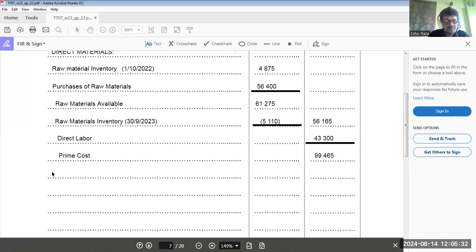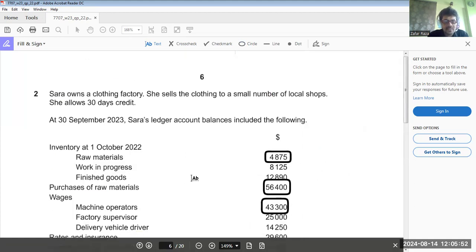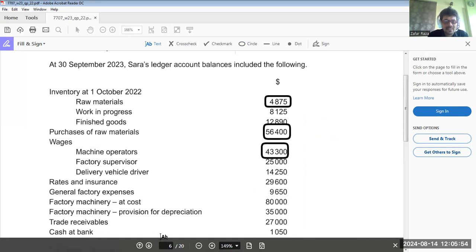Now our heading, production overheads. Okay. Now for production overheads, what we have to do, we have to take all indirect expenses of the factory. What are the indirect expenses of the factory? See, factory supervisor salary 25,000. Yes.